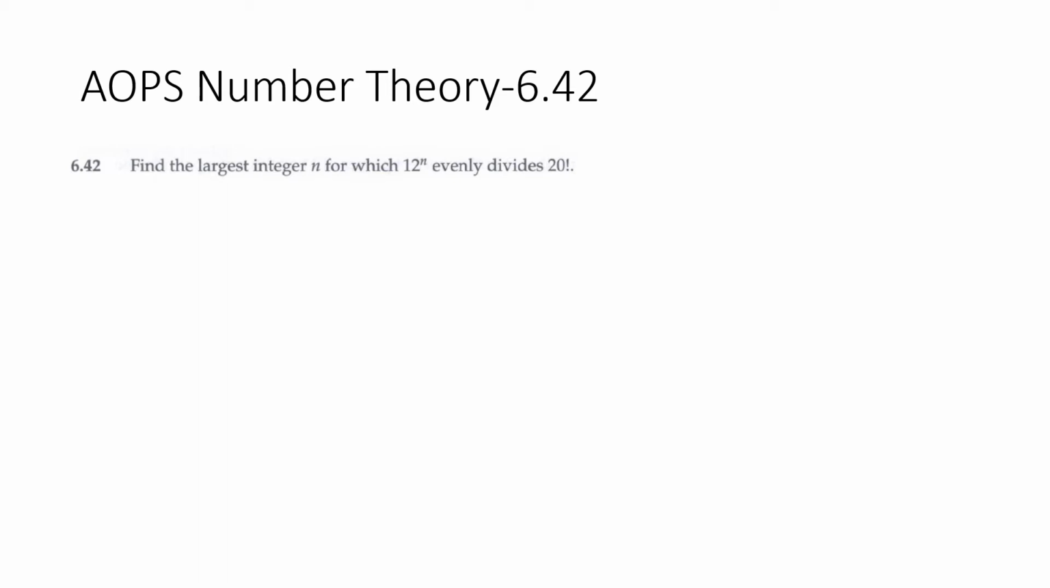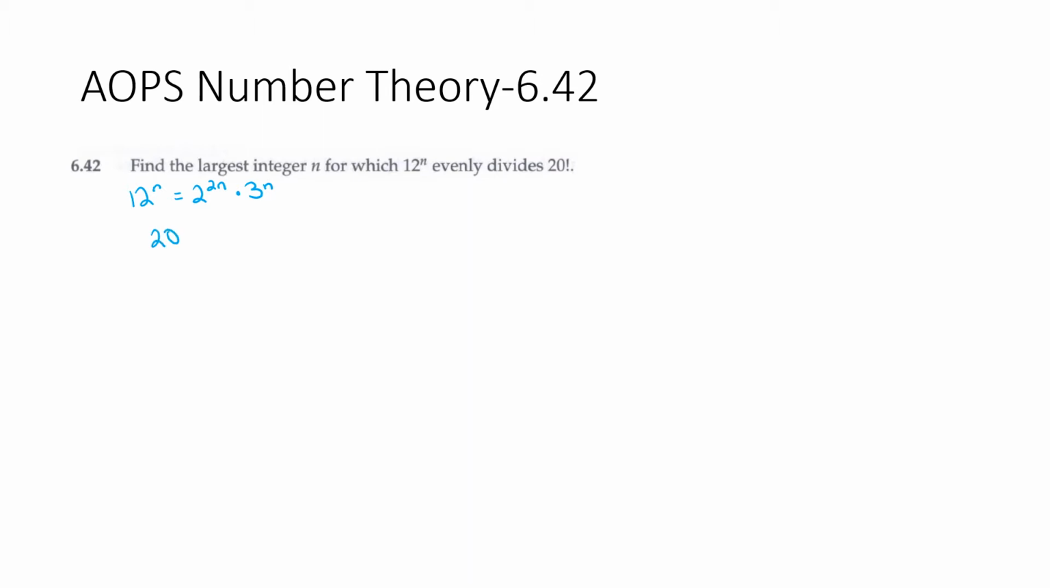AOPS number theory 6.42. Find the largest integer n for which 12 to the power of n evenly divides factorial 20. So 12 to the power of n is equal to 2 to the power of 2n times 3 to the power of n. Now we're looking for the largest value of n such that these two, 2 to the power of 2n and 3 to the power of n, are divisors of factorial 20. So we find the divisors of factorial 20.